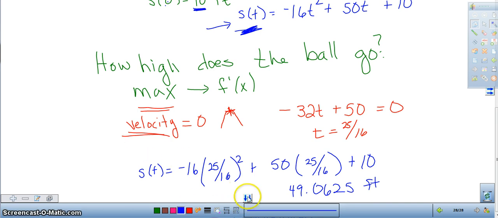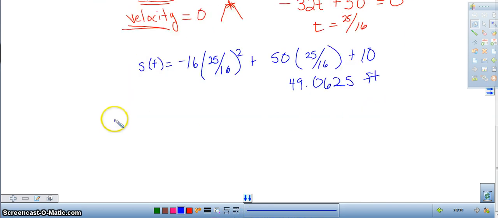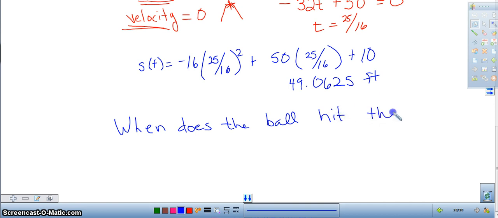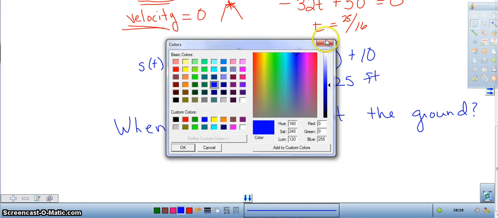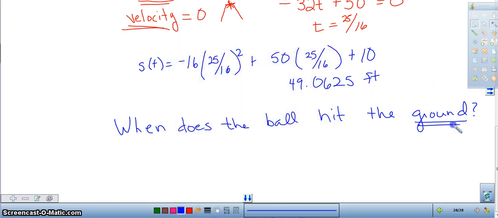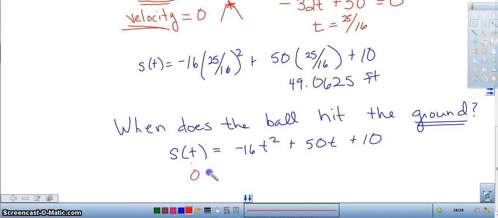How about the question, when does the ball hit the ground? Which function are you going to use there? Well, ground is talking about height or position. So I'm going to use my position function, which is negative 16t squared plus 50t plus 10. And I want to know when it hits the ground, so basically I want to know when this equals 0.